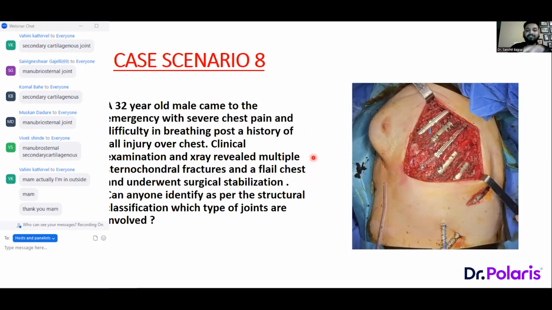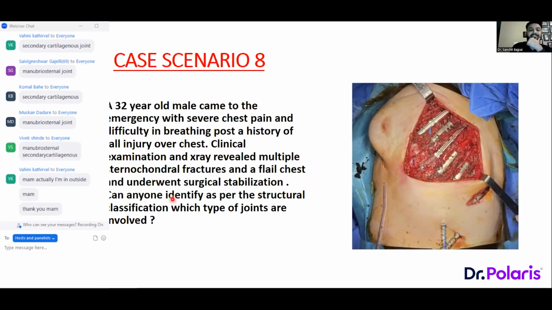Now, what is a flail chest? Flail chest is when you have these broken ribs, right? That whole segment of our chest sinks inside. It just goes inside, right? So that's called a flail chest, just like a flapper. It goes inside.